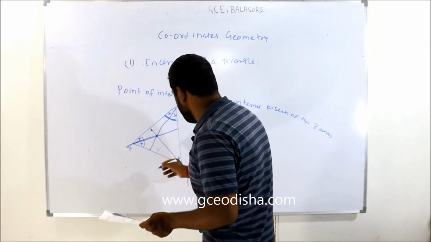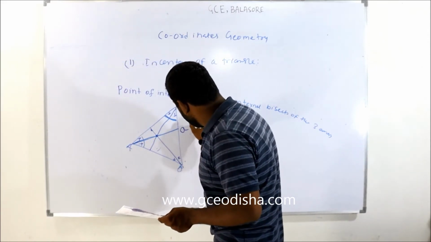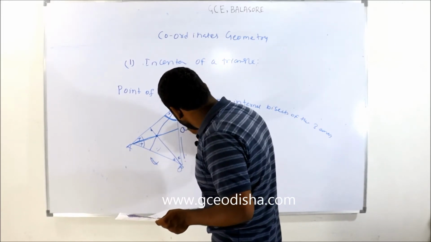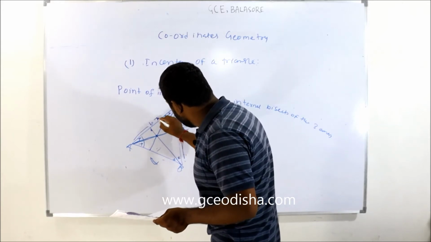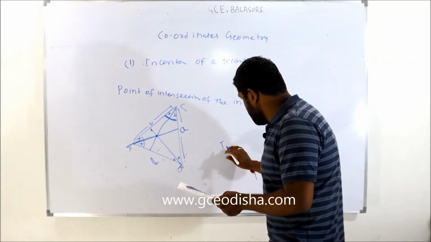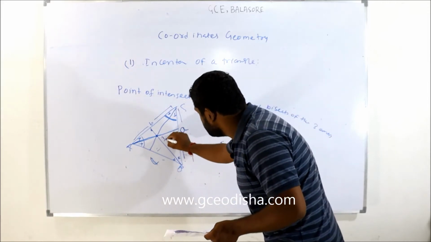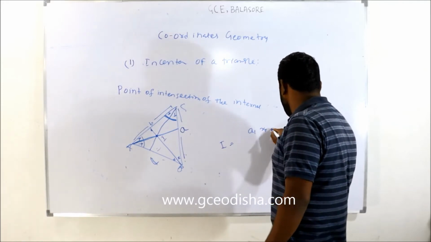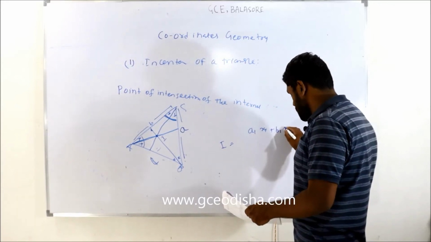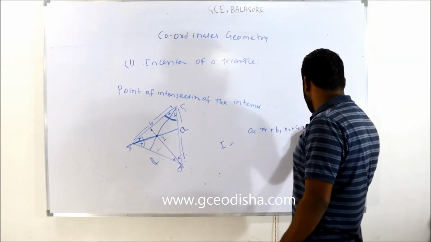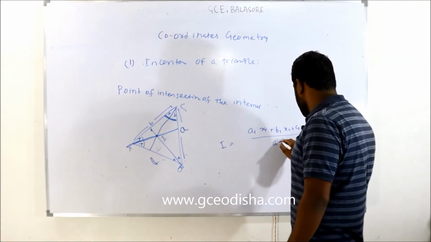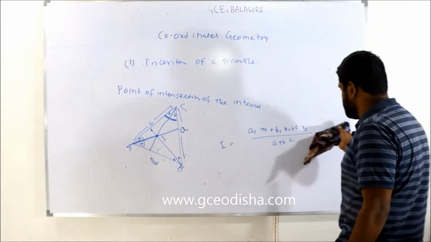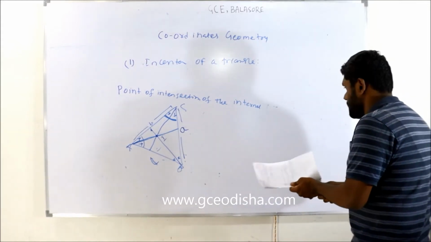Okay, incenter. This length is called a, this length is called c, and this length is called b. Then the incenter, let's term it I, is equal to a x1 plus b x2 plus c x3 divided by a plus b plus c. Sorry, I am just giving different nomenclature.